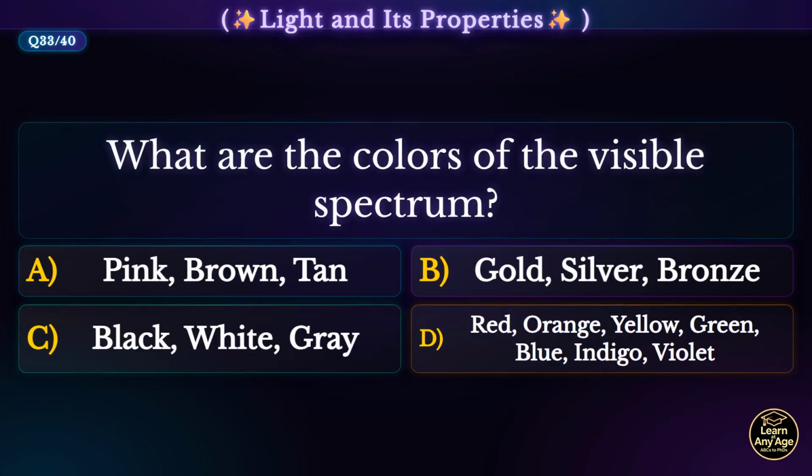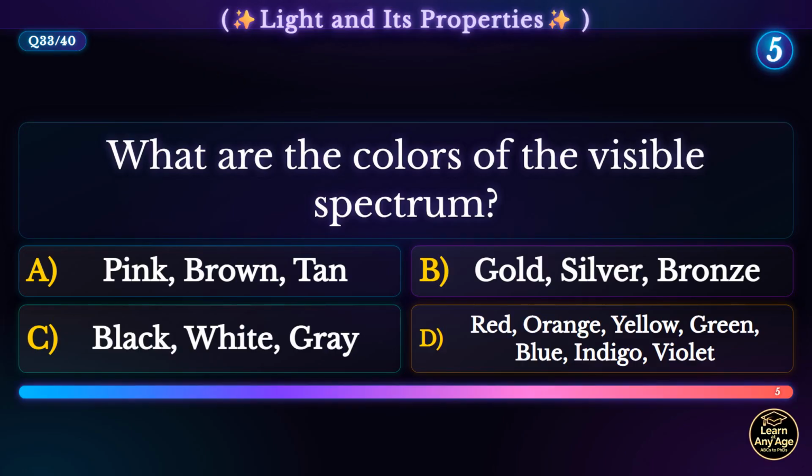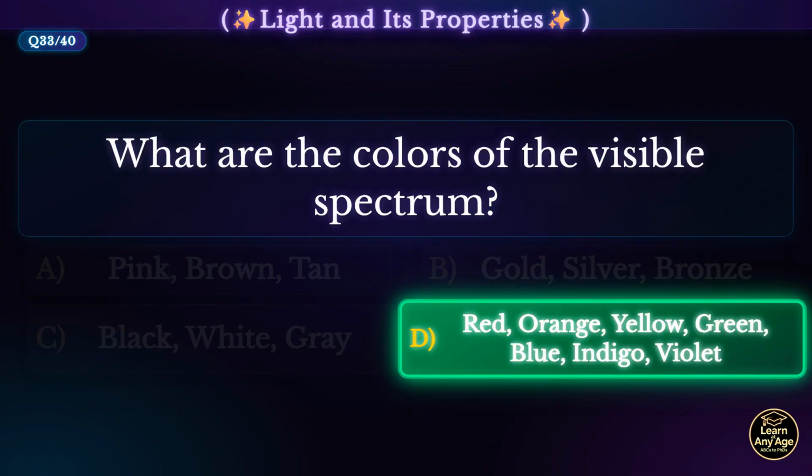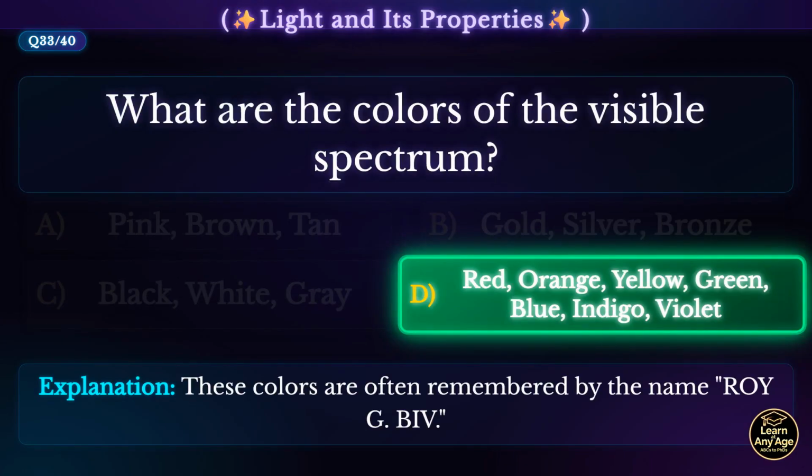What are the colors of the visible spectrum? Pink, brown, tan. Gold, silver, bronze. Black, white, gray. Red, orange, yellow, green, blue, indigo, violet. Red, orange, yellow, green, blue, indigo, violet. These colors are often remembered by the name ROYGBIV.